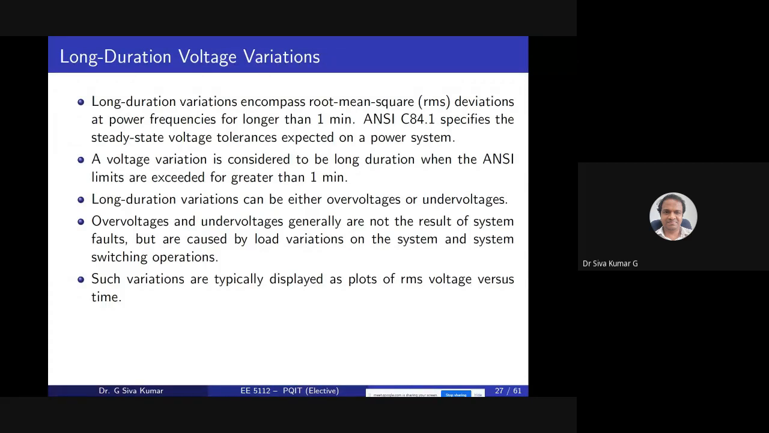The long duration voltage variations can be either over voltage or under voltage. Over voltage in the sense that if it is rated 1 per unit, then over voltage is more than 1 per unit, and under voltage is less than 1 per unit. We can call it long duration voltage variations.